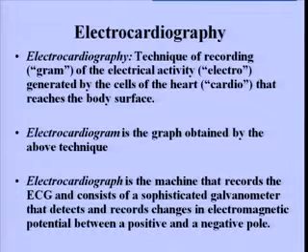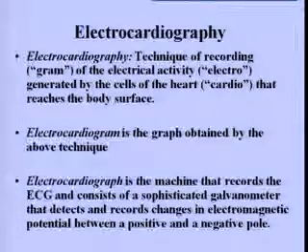Electrocardiography is a technique where we record the electrical activity generated by the cells of the heart that reaches the body surface. The graph which is obtained is called an electrocardiogram, and the electrocardiograph is a machine that records this ECG. It consists of a sophisticated galvanometer that detects and records the changes in the electromagnetic potential between a positive and a negative pole.